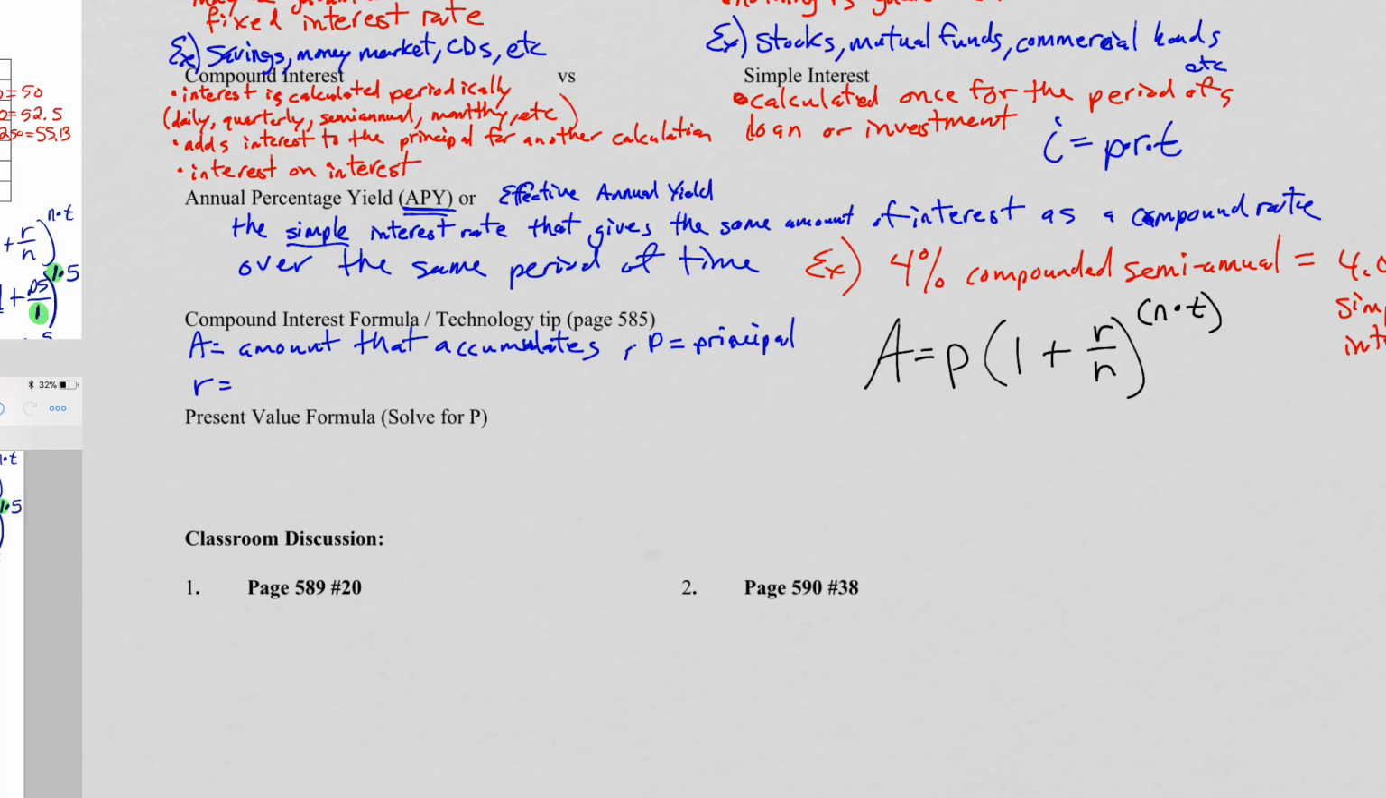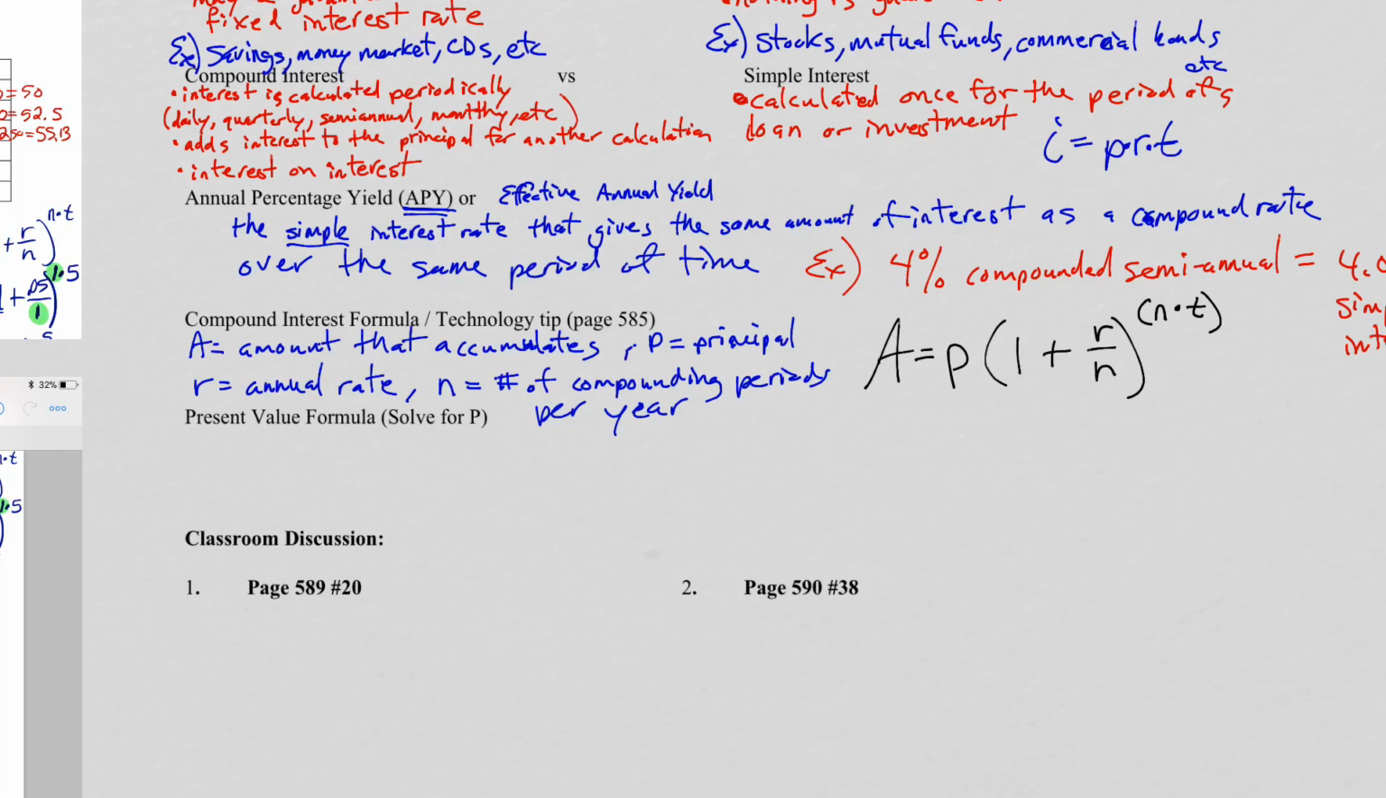Then you have R, which is the annual rate. And then N equals the number of compounding periods per year. Like I said, if it's semi-annual, it's twice a year. If it's quarterly, it's 4 times a year. If it's monthly, it's 12 times a year. If it's daily, it's 365 days a year, or 360 for the banker's rule. Okay?